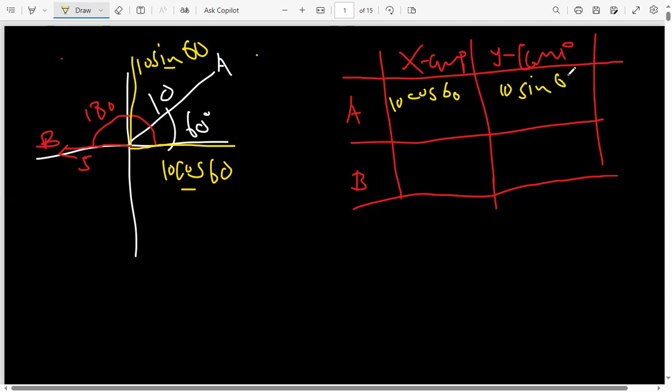So what is 10 cos 60? You get your calculator and you just simply punch in 10 multiplied by cos 60. It gives me 5.